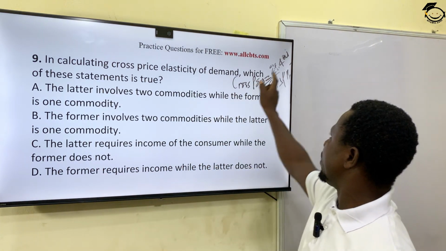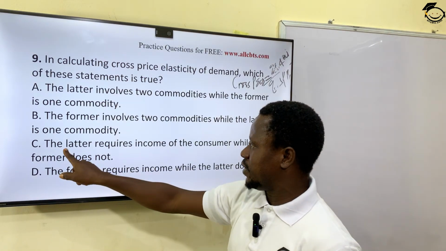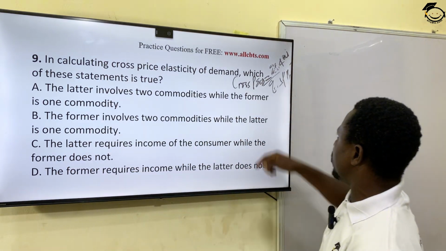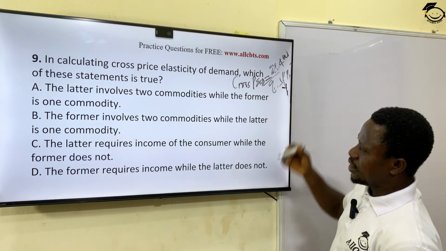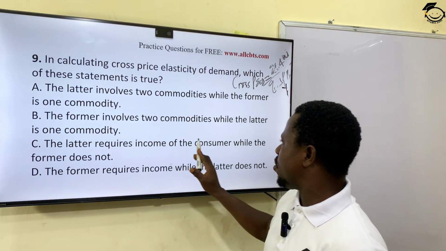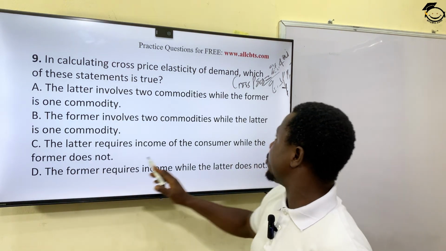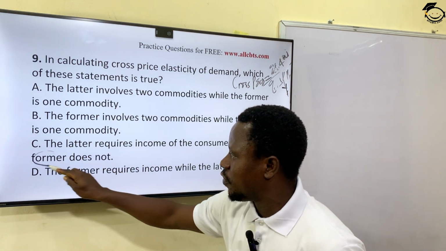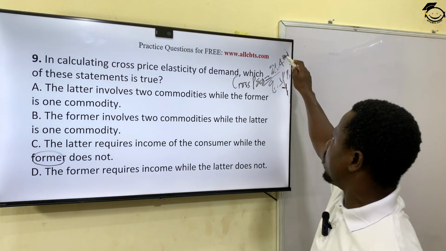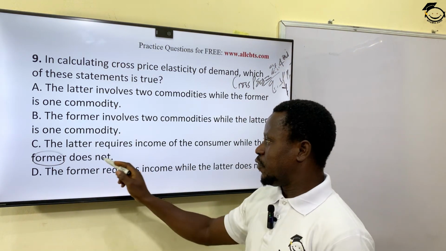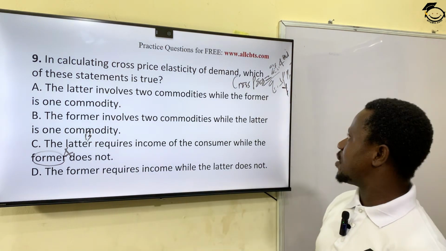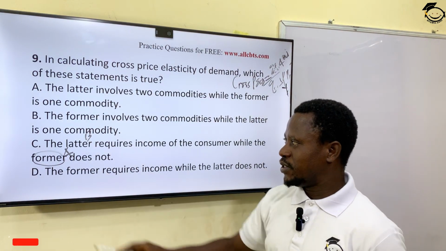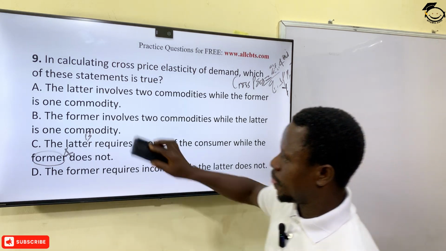So the answer here, based on this formula, is option C. The latter requires income. What is income? Letter Y here, because your income will determine the price. So the latter requires income of the consumer, while the former does not. What do you require for the former? The former means the one that comes first. We only require the quantity demanded, A. So the former is A in this case, while the latter is B. Income and quantity. The option is C.